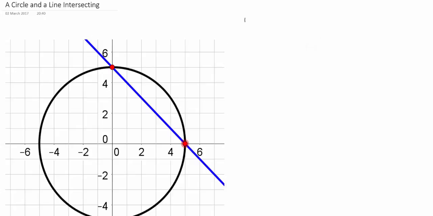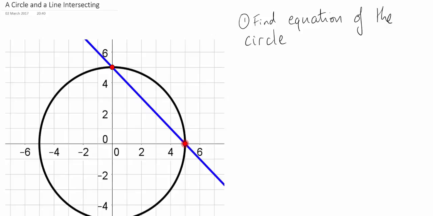Okay, so the first question here will be find the equation of the circle. Now, by looking at the circle visually, we can see that the centre point of this circle is 0, 0. And as a result of that, we know we're going to use this formula: x squared plus y squared is equal to r squared.